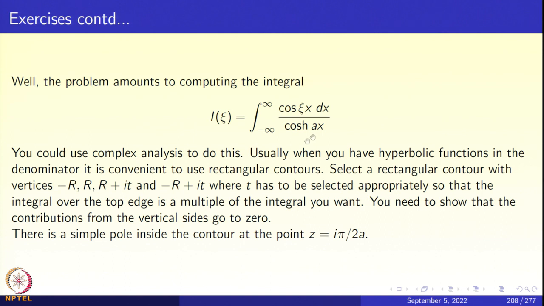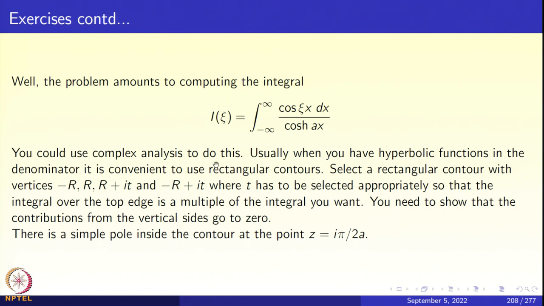So, z along the top part of the rectangle will be x plus it. So, you get cosh of ax plus ait. So, the t happens to be pi by a. If I choose t to be pi by a, then I get cosh of ax plus i pi, which is minus cosh ax. So, the new integral that you will get will be similar. Of course, in the top part, you will have to use the addition formula for cosine and you will get two terms, and the algebra is fairly routine and you can carry it out.